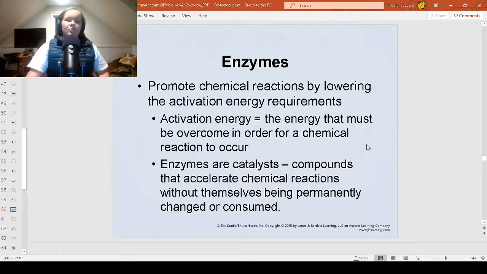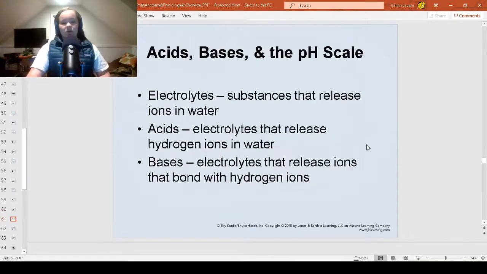Enzymes promote chemical reactions by lowering the activation energy requirements. Activation energy is the energy that must be overcome in order for a chemical reaction to occur. Enzymes are catalysts, compounds that accelerate chemical reactions without themselves being permanently changed or consumed.